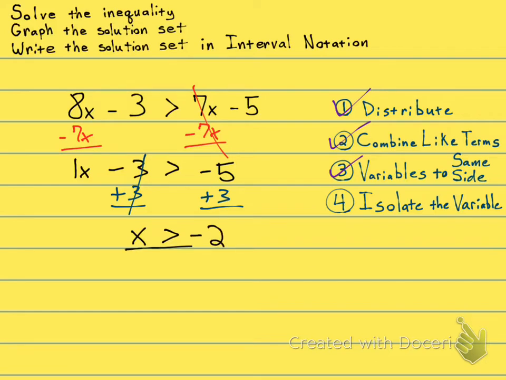Okay, so this is the solution. x is greater than negative 2. I did not need to flip over my inequality because I did not divide or multiply by a negative. Even though I see negatives here, I didn't divide or multiply by them. So x is greater than negative 2 is my solution.